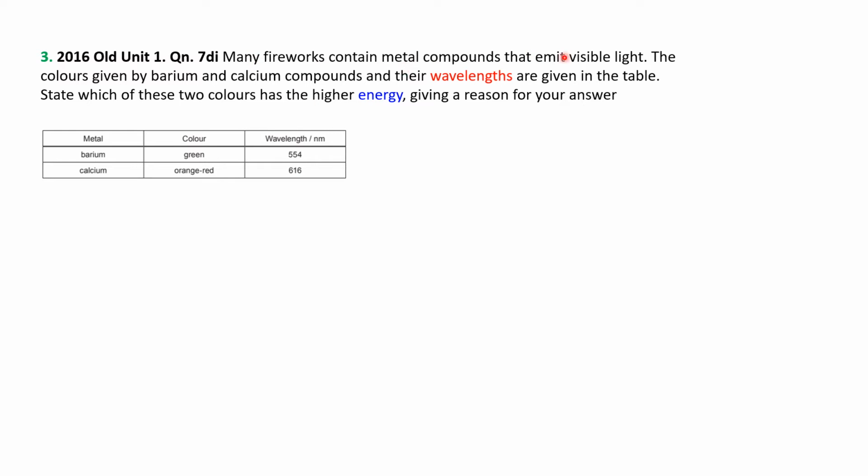So many fire-extinguishing metal compounds emit visible light. Colors given by barium and calcium and their wavelengths given in the table. Which has the higher energy? Give a reason for your answer.